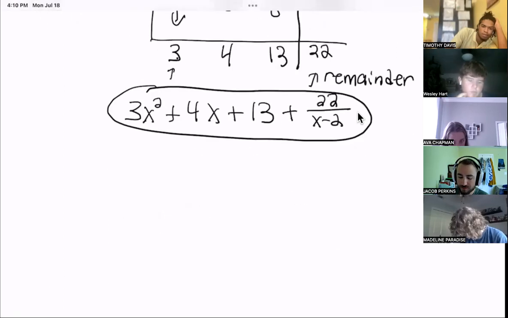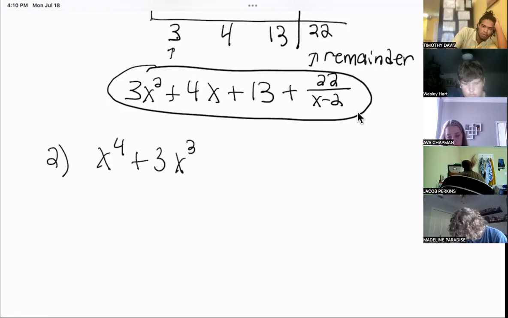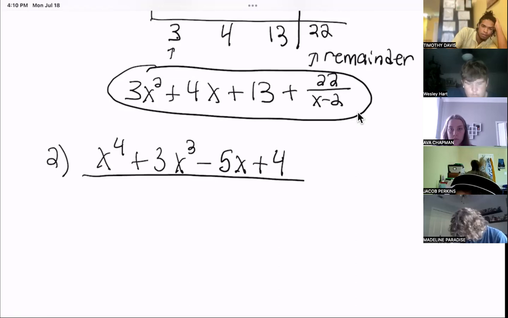Okay, I know it's going to take more than one till you see it, so let's do another one. Let's do x to the 4th plus 3x to the 3rd minus 5x plus 4 over x plus 1.